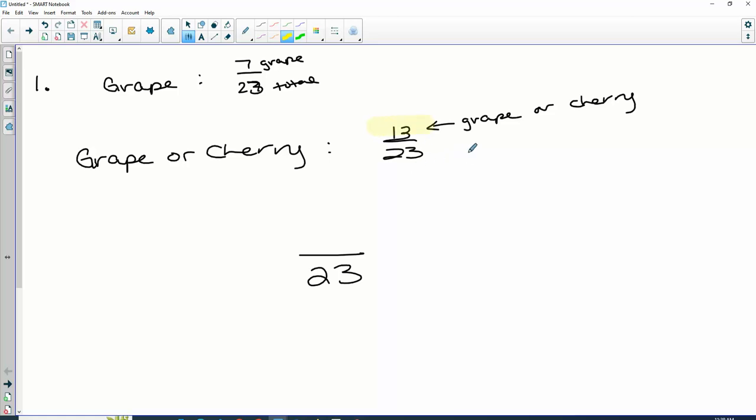So what should I do? 13 minus 7 gives us 6. So 6 out of 23. Those do have to be fractions in lowest terms. So if you ever got like 6 out of 26, you would go ahead and reduce it. But 6 out of 23 does not reduce.